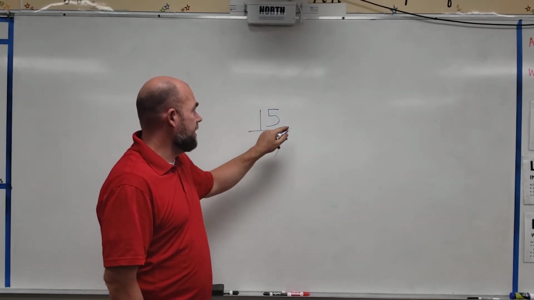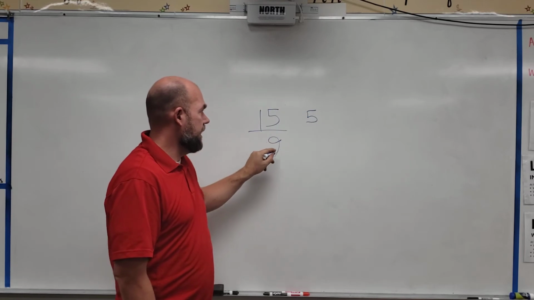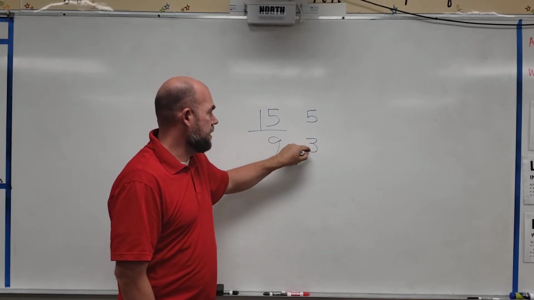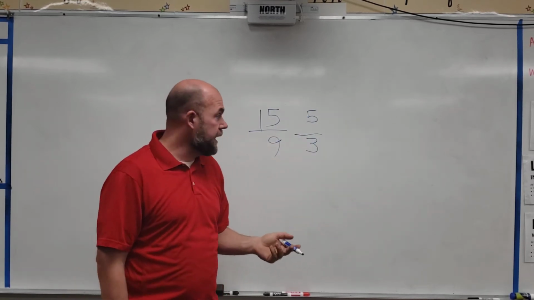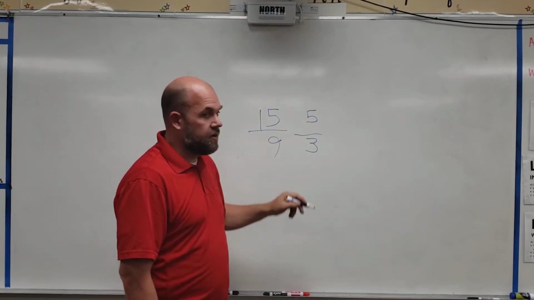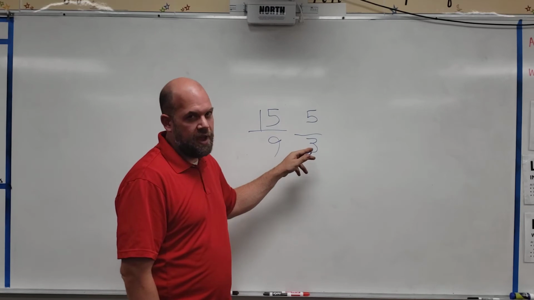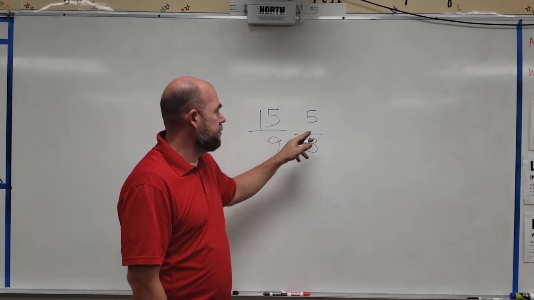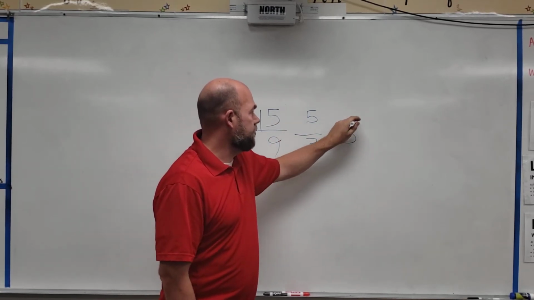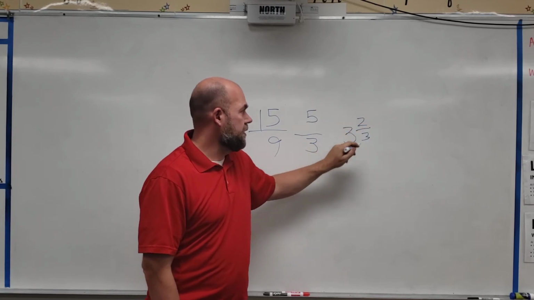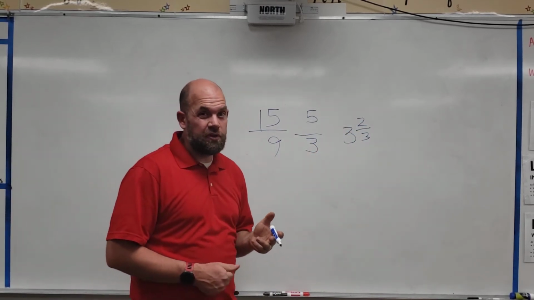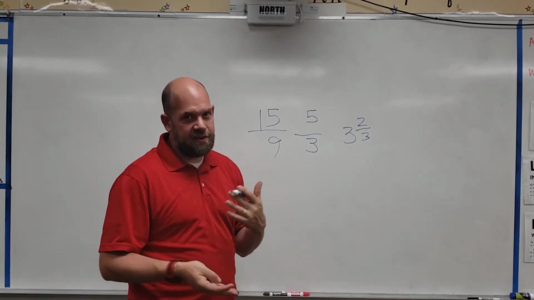So 15 divided by 3 is 5. 9 divided by 3 is 3. So we just get 5/3. Pretty easy. Now this one, the 5 is bigger than the 3. So again, we can say, well, 3/3 would have 2 left over because 3 plus 2 is 5. So we would just do 3 and 2/3. So that one we can do relatively quickly in our head if we've practiced this a lot.